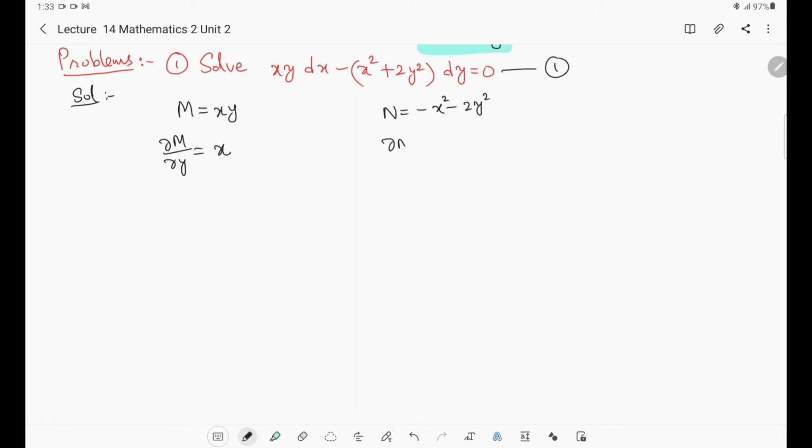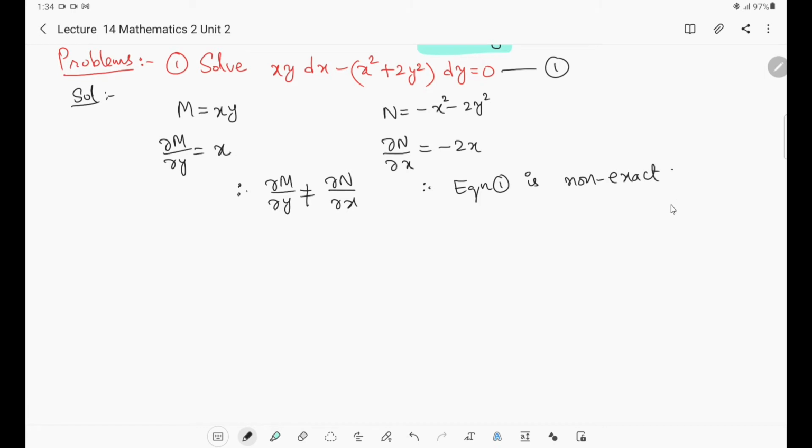Then dou N by dou x, we have to differentiate with respect to x. Minus x square has derivative 2x, so we get minus 2x. The derivative of 2y square is 0, because we are differentiating with respect to x and it is a constant. Therefore dou M by dou y is not equal to dou N by dou x. Therefore equation 1 is a non-exact differential equation.